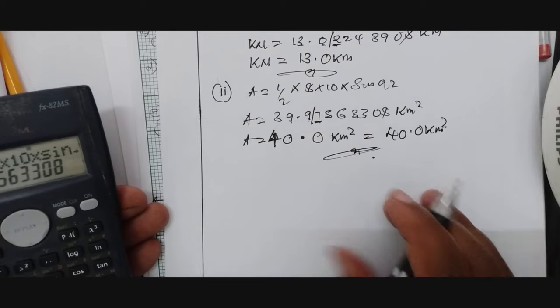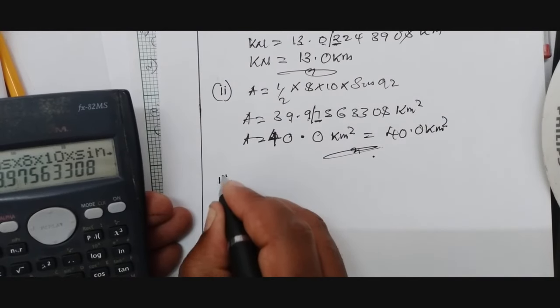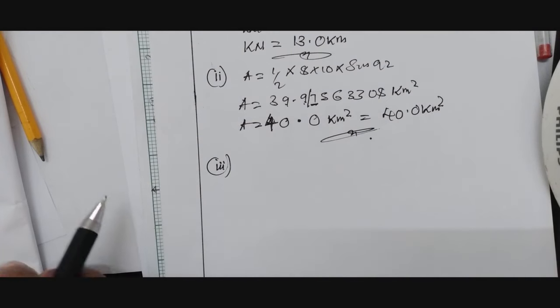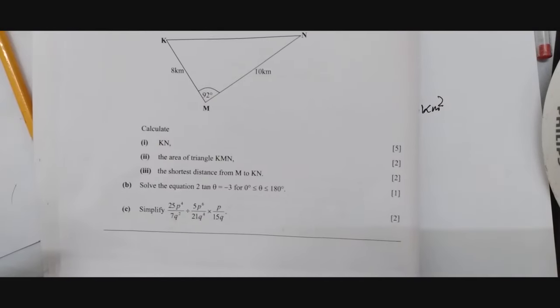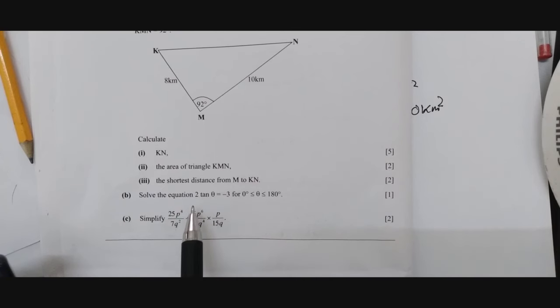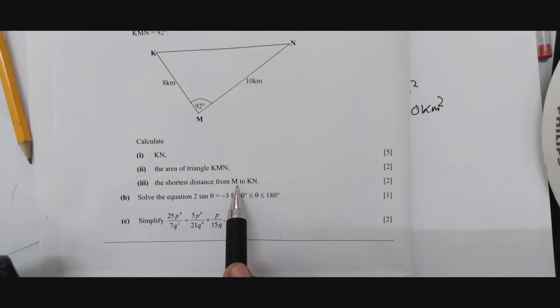Okay? Then we go to Roman numeral 3. What is Roman numeral 3? Roman numeral 3. Let's find the shortest distance from M to KN.